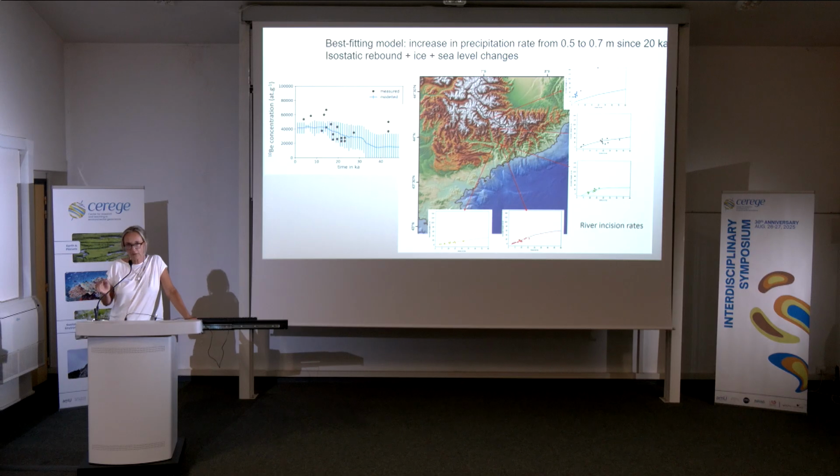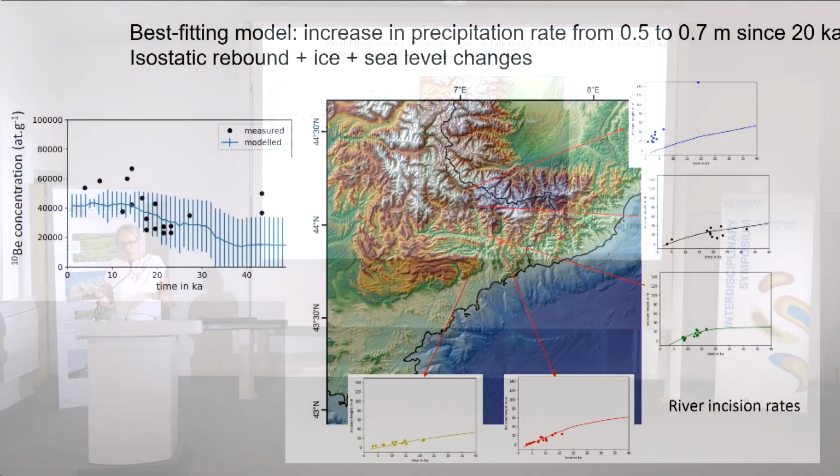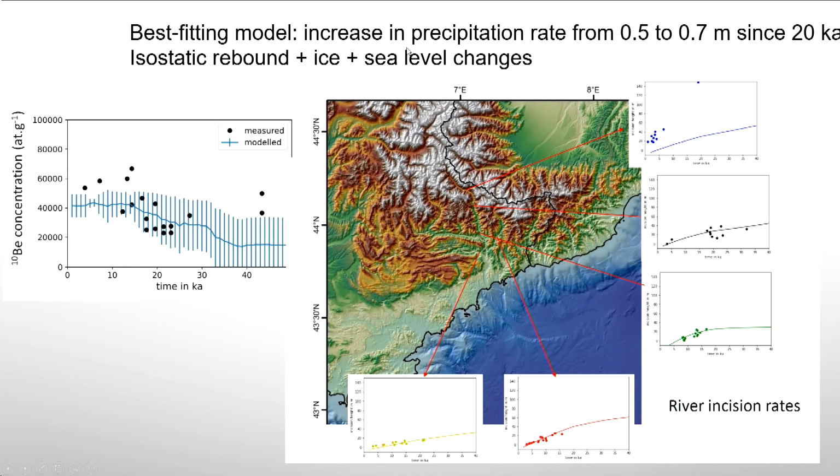So based on this, the challenge was to find a model that could explain everything. So I'm not going too much into detail to show you all the models that we have done, but one of the best fitting models is the one that shows an increase in precipitation rate from 0.5 to 0.7 meters since the last 20,000 years, which incorporates isostatic rebound, the presence of ice, and of course, sea level changes.